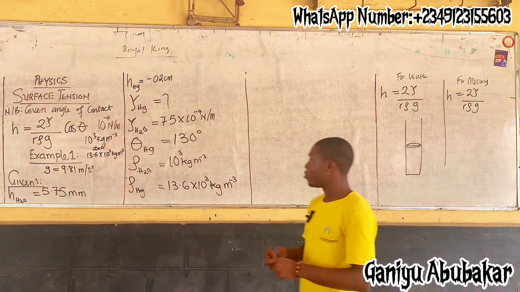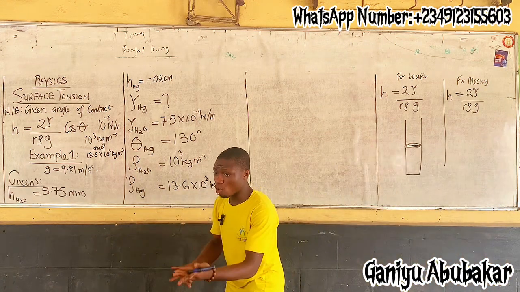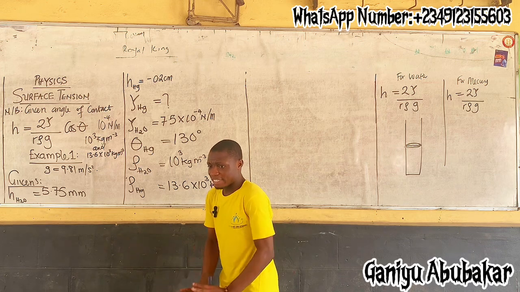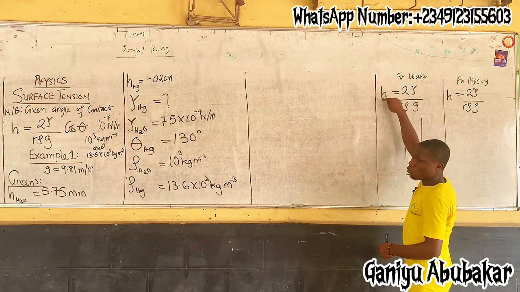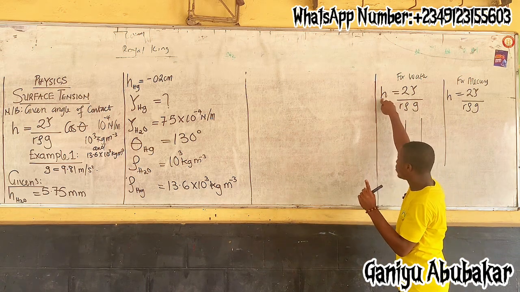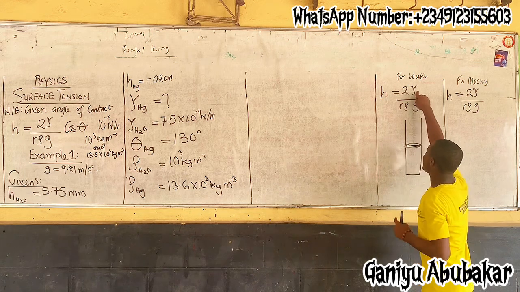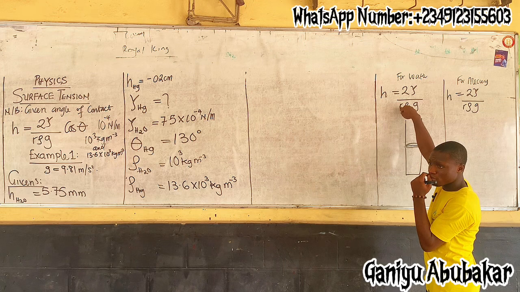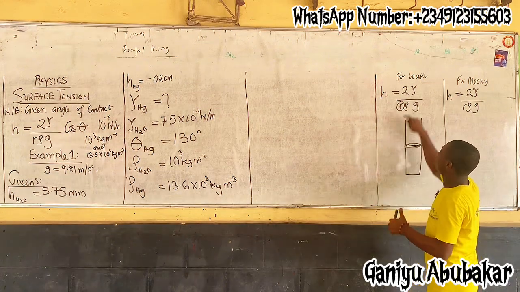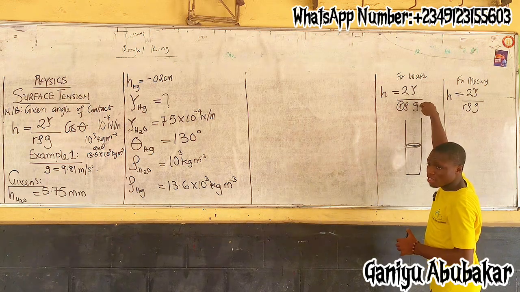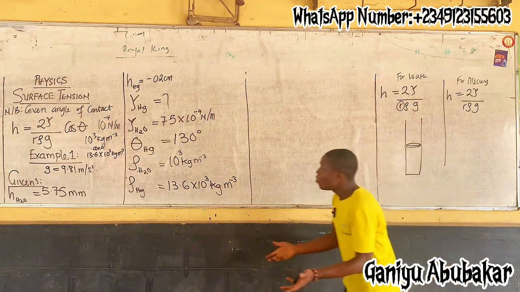In this scenario we have two stuff: water and mercury. Let's focus on water now. Am I given height of water? Yes. Am I given gamma of water? Yes. Am I given radius of water? No, I'm not given this yet. Am I given density of water? Yes. And gravity? Yes. So I can look for R first.